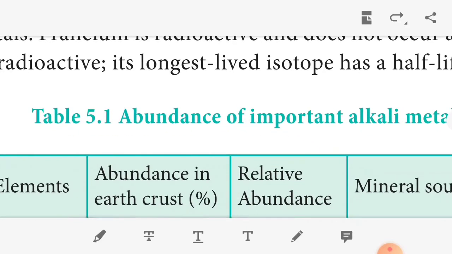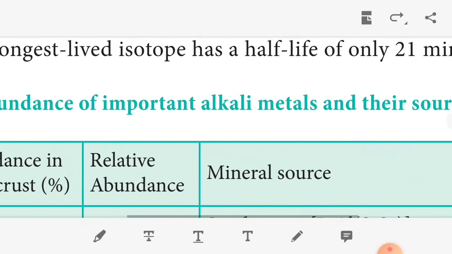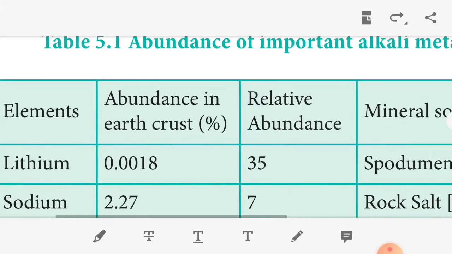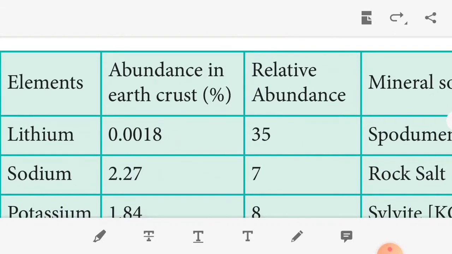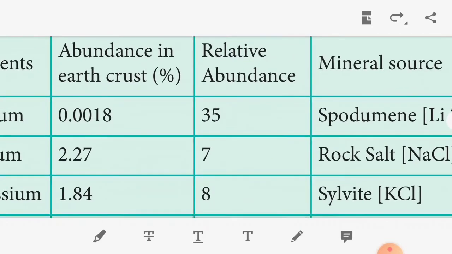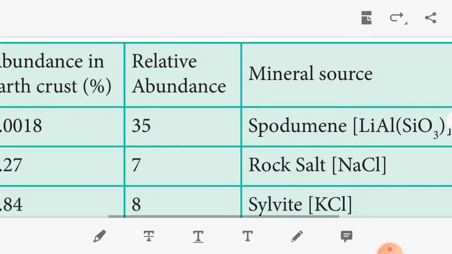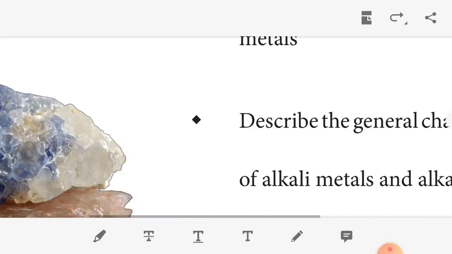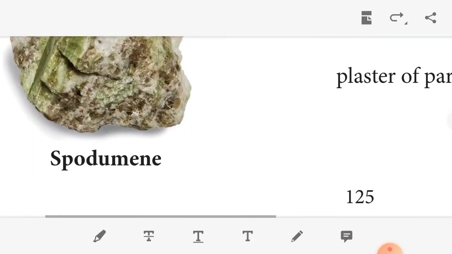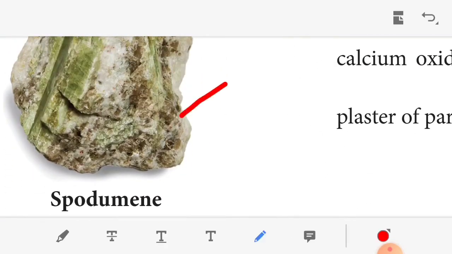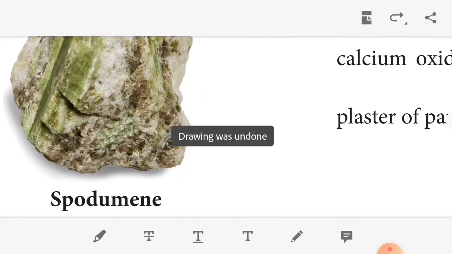Here the abundance of important alkali metals and their sources are listed. For lithium, the abundance in the earth's crust is 0.0018 and the relative abundance is 35. The mineral source of lithium is spodumene, LiAlSi2O6. It is used as a coolant.